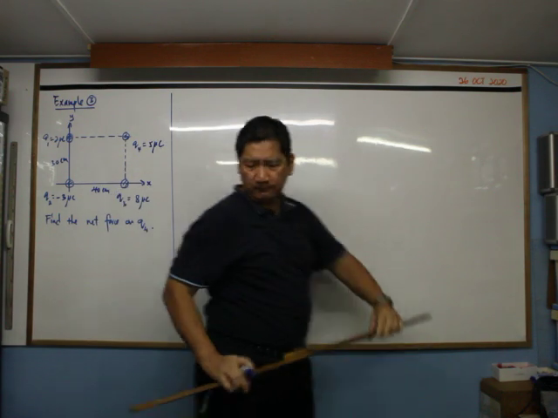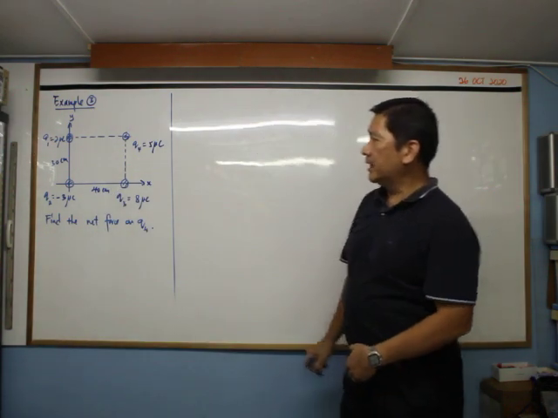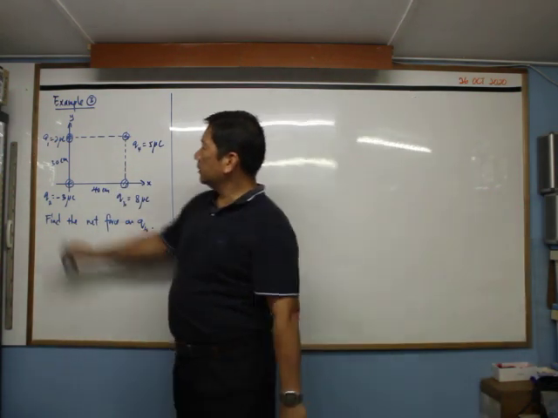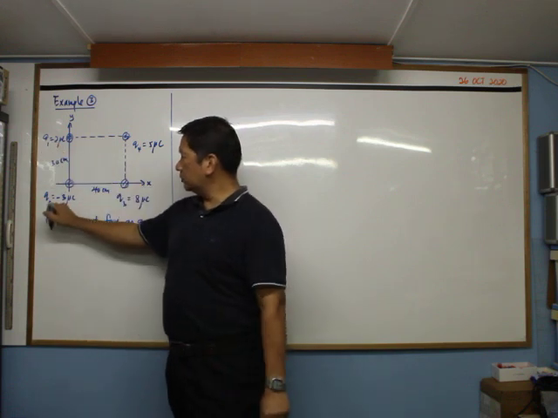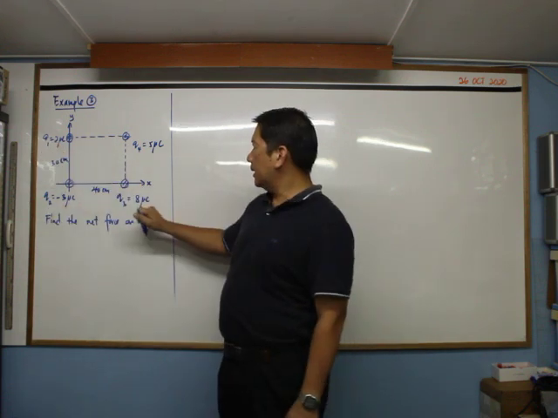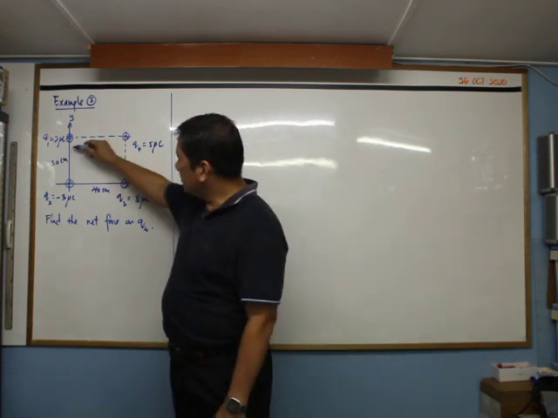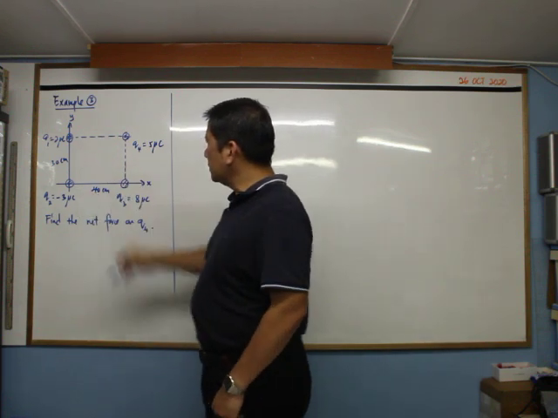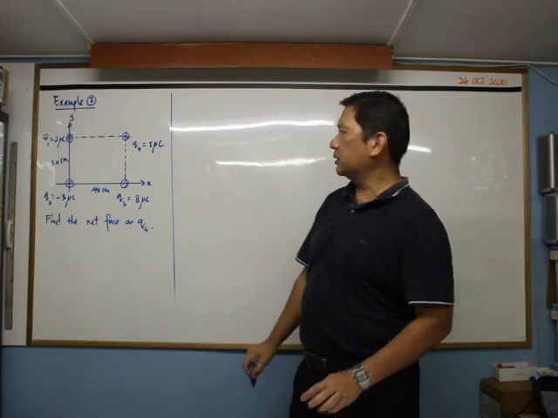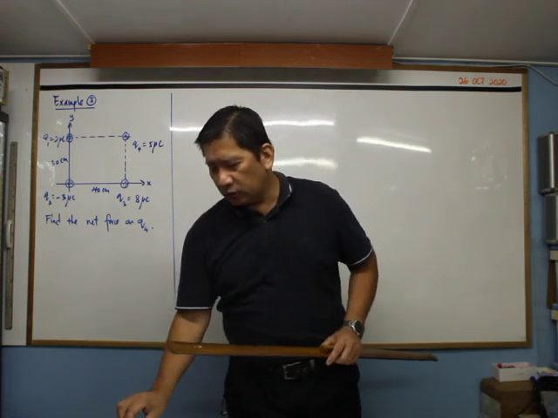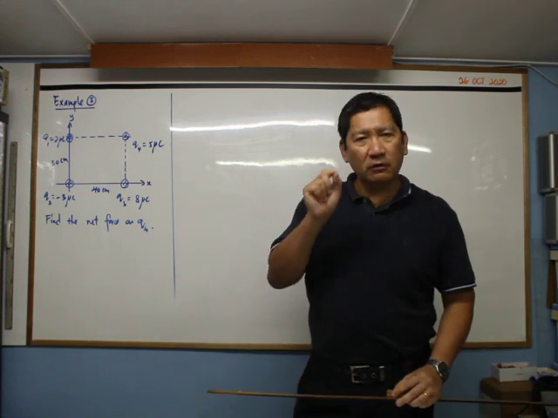Okay, example 4. Find the net force on Q4. You have Q1, 2, Q2, -3, and then Q3, 8, and then Q4 is 5. The distance between here is 30 cm and this one is 40 cm. So find the net force on Q4. So that means we only draw the vector of forces on Q4 only.